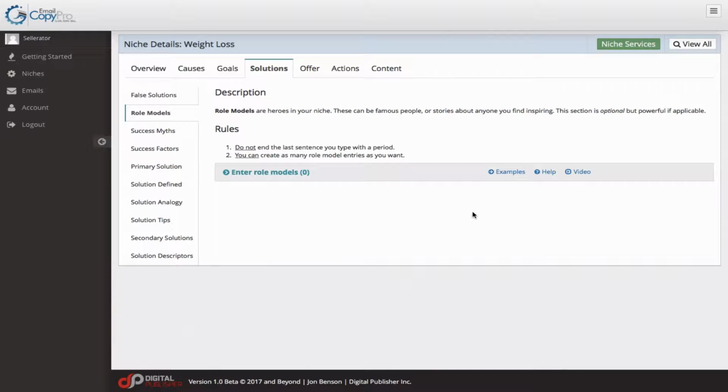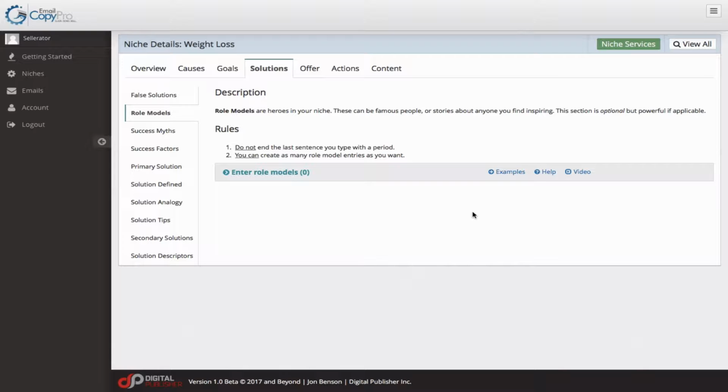Role models are essentially heroes in your niche. This can be a famous person or stories about anyone that you find particularly inspiring. And this section is optional, but it is very powerful when applied, and we do use this role model entry in several very important content emails. And I'm going to show you why I picked the role model I did.